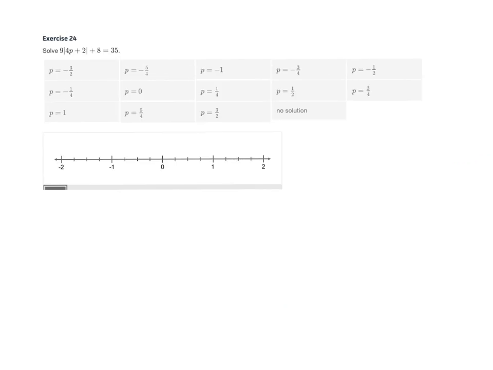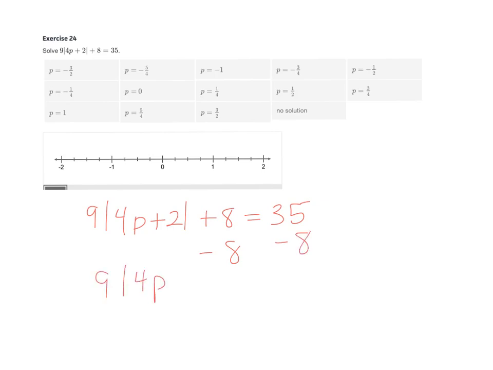All right, we've got one here that looks really long. This is going to be a 2-step. I've got 9 times the absolute value of 4p plus 2, plus 8 equals 35. First thing we're going to do is look for addition or subtraction. So we're going to get rid of this plus 8. I'm going to minus 8 from both sides. That's going to give me 9 times the absolute value of 4p plus 2 is equal to 35 minus 8, which is 27.